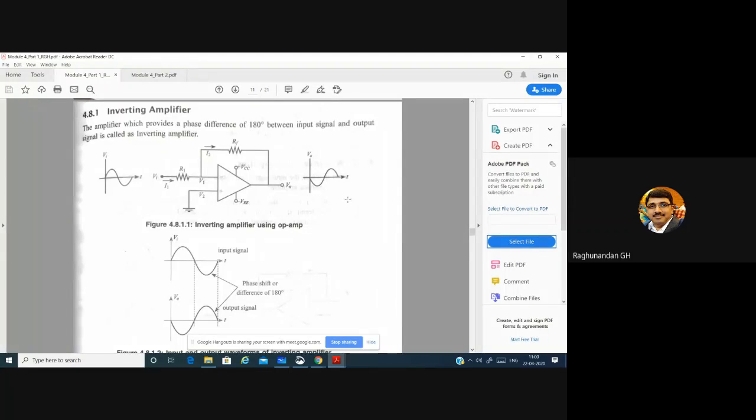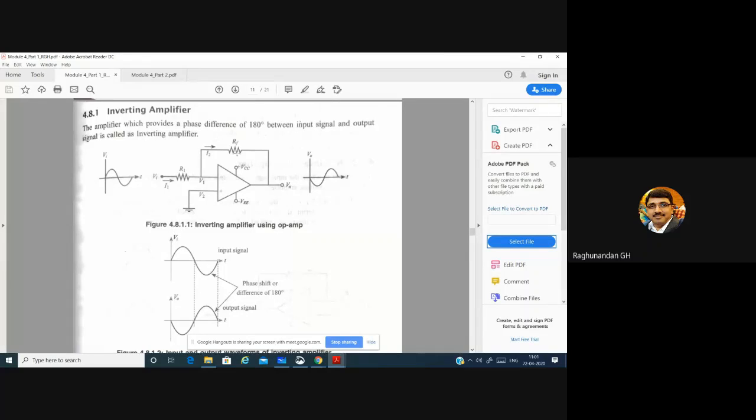After that, we are having Schmitt trigger, zero crossing detector, and we are even having instrumentation amplifier. So these are the different applications which we are going to study. So let us begin with inverting amplifier.